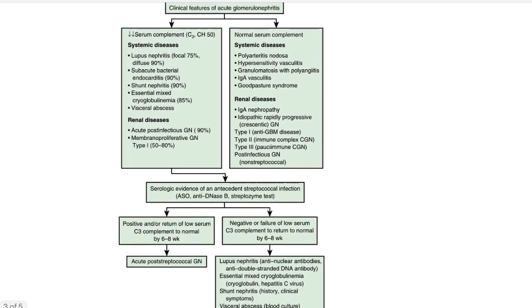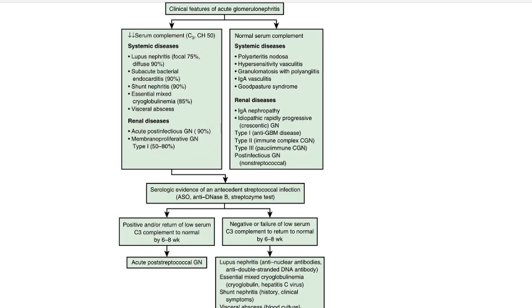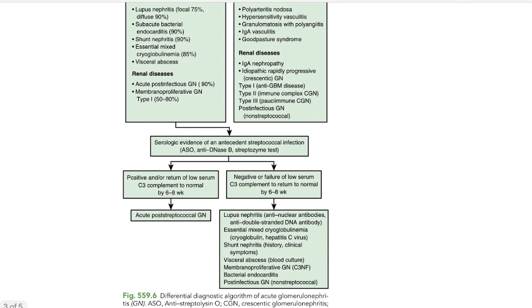If complement levels are decreased, how will we proceed further? We will see whether there is any serological evidence of antecedent streptococcal infection. How will we examine this? We will do ASO titer, anti-DNase B, and streptozyme. If these are positive and the low serum C3 returns to normal by 6 to 8 weeks, then the diagnosis will be acute post-streptococcal glomerulonephritis.